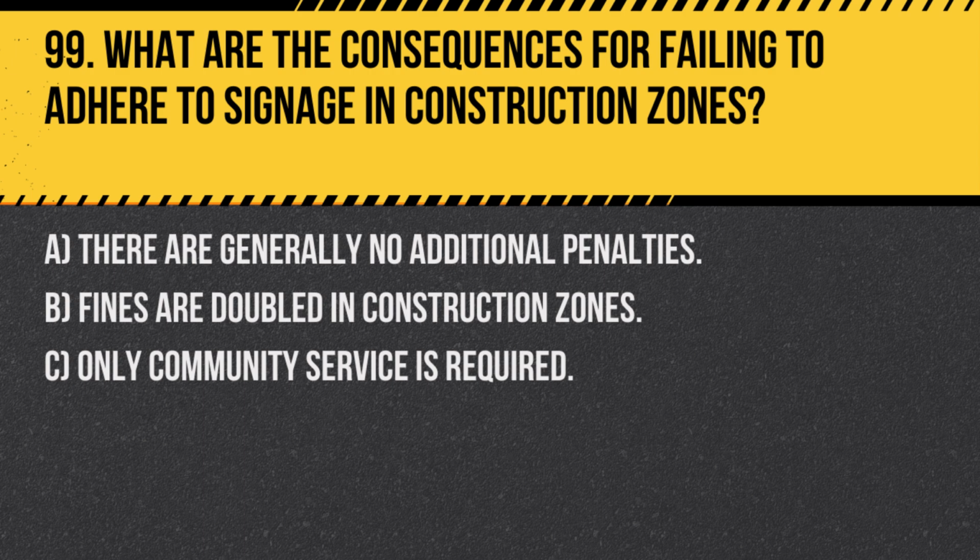Question 99. What are the consequences for failing to adhere to signage in construction zones? A. There are generally no additional penalties. B. Fines are doubled in construction zones. C. Only community service is required. Answer. B. Fines are doubled in construction zones. This penalty helps enforce the importance of safety in areas where road workers are present.